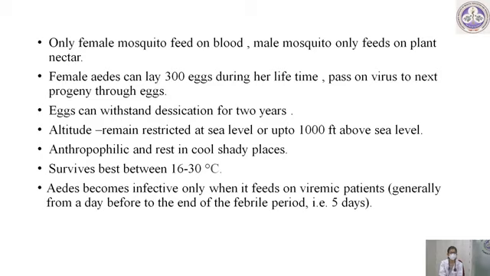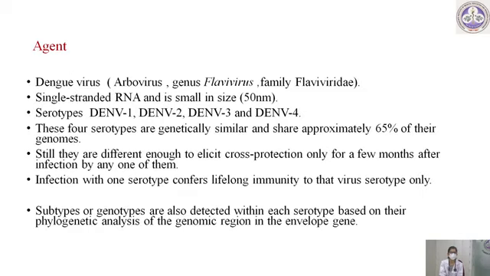Aedes become infective only when it feeds on a viremic patient, that is only from a day before to the end of febrile period, that is 5 days. Talking about the agent, dengue virus belongs to the arboviruses, that is arthropod-borne viruses, genus Flavivirus and family Flaviviridae. It is a single-stranded RNA virus and is small in size, 50 nanometer. There are 4 serotypes: dengue virus 1, dengue 2, dengue 3, and dengue 4.